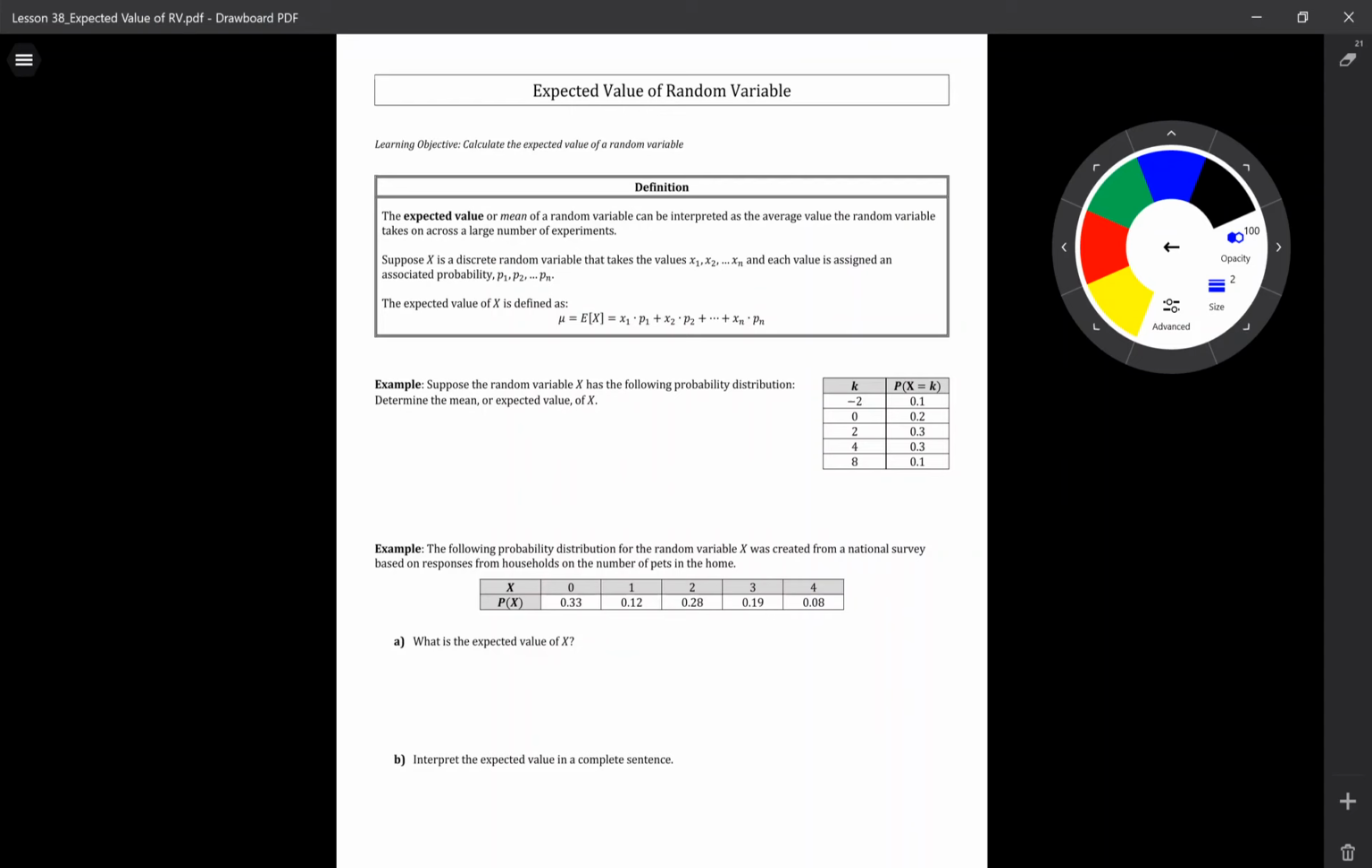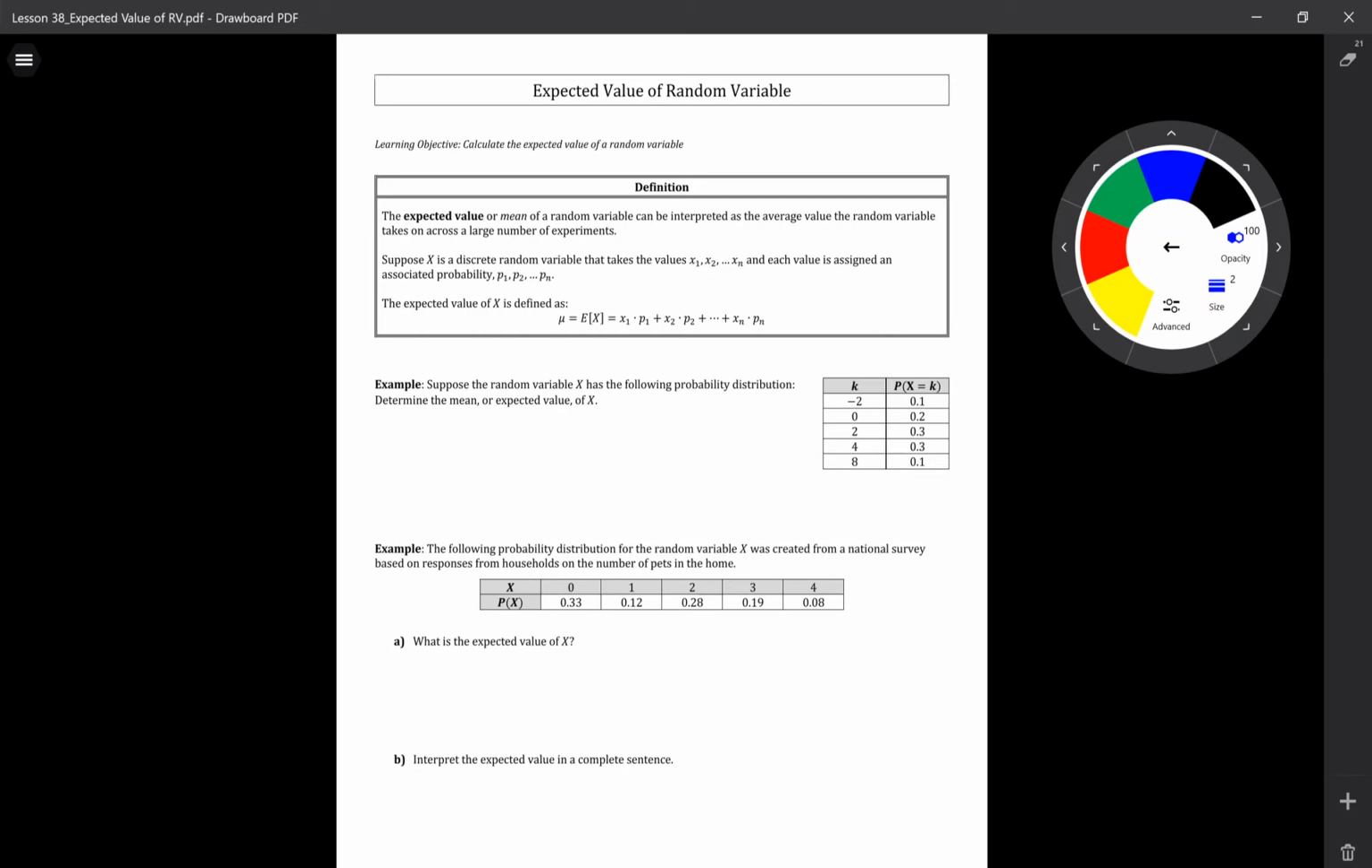All right, this is the next lesson, lesson number 38, the expected value of a random variable. In the last lesson, we talked about the probability distributions of a random variable, and this is related to that. The expected value or mean of a random variable can be interpreted as the average value the random variable takes on across a large number of experiments. So it's kind of exactly what you think it is. The expected value is the value that you would expect to occur at the experiment.